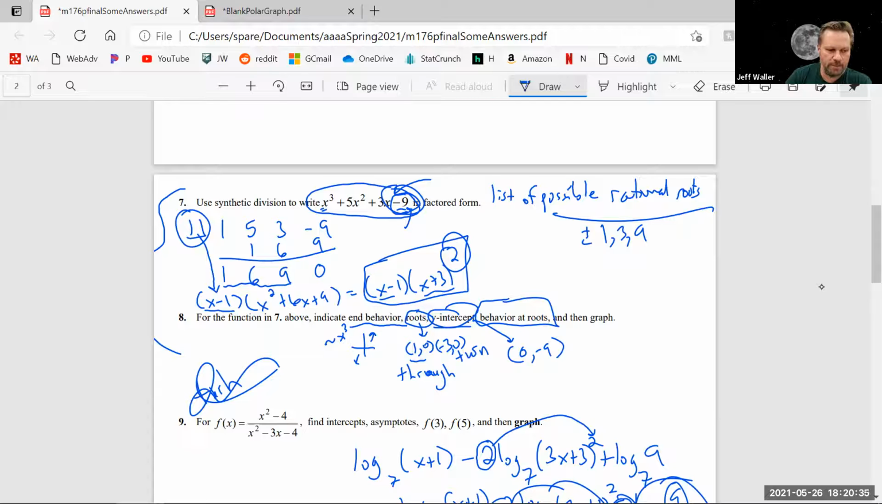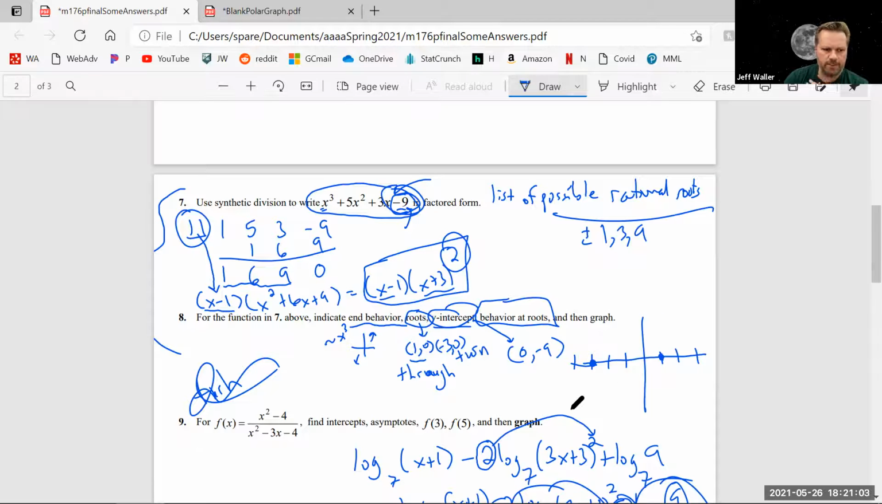All right. Let me see. So we got (1, 0), (-3, 0). That's my intercepts. My y-intercept is (0, -9). Do you see any other points I might want to find out to help me out? Because I don't want to do the scale until I kind of know where things are. So let's see what I got.